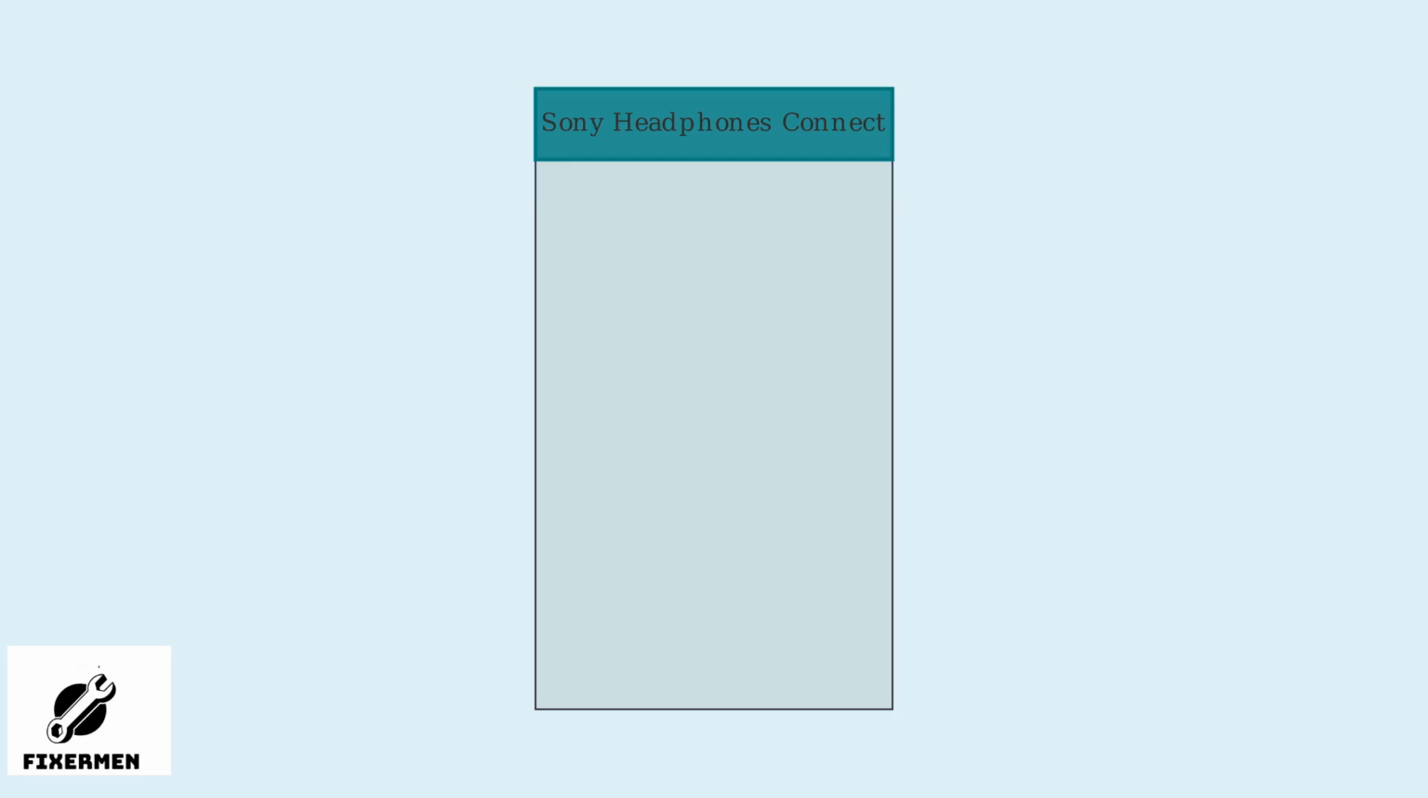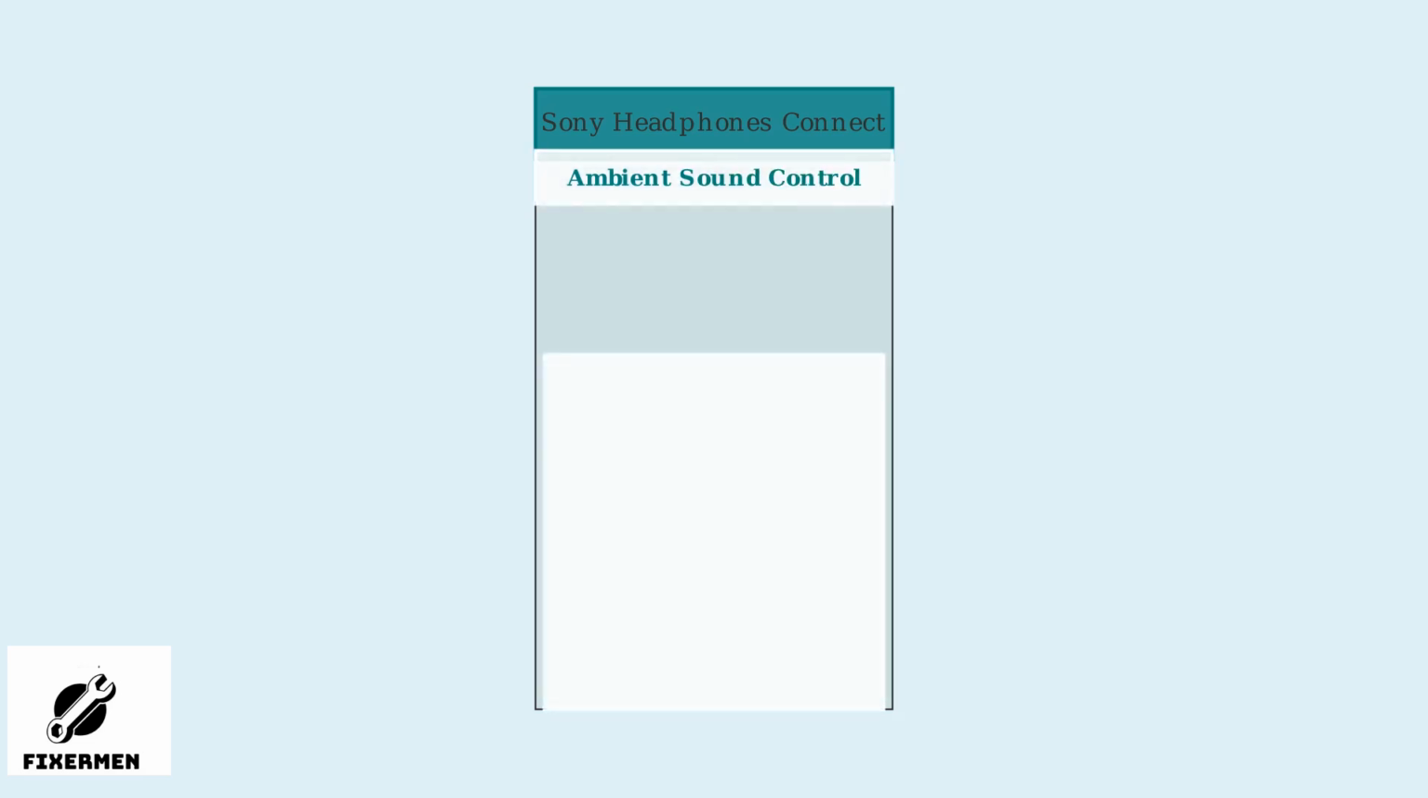To master active noise cancellation, start by opening the Sony Headphones Connect app and navigating to the Ambient Sound Control tab. This is where you'll find all the ANC-related settings. Here you'll see the ANC level slider. You can adjust it from off for no noise cancellation all the way to max for the strongest noise blocking. Choose based on your environment, lower levels for quiet spaces, maximum for noisy areas.